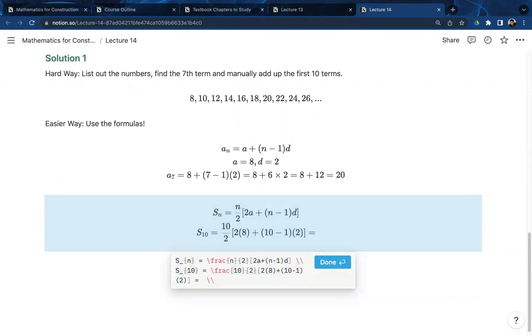So let me see. 10 over 2 is 5. 5 times what? 2 times 8 is 16, plus 10 minus 1 is 9, and 9 times 2 is 18. Is that looking right? 5 times, what's 16 plus 18? 34. This is what? 170? I'll just verify that for now.